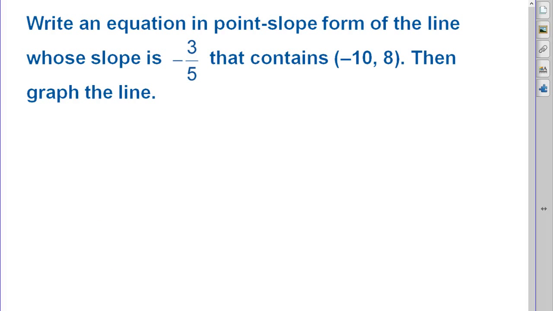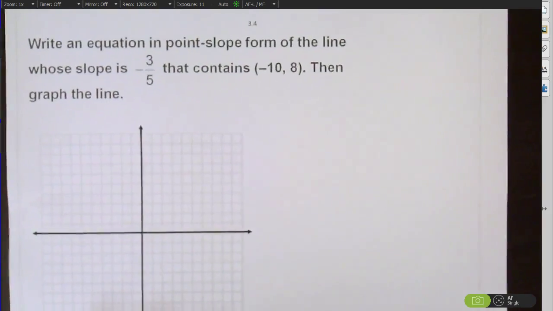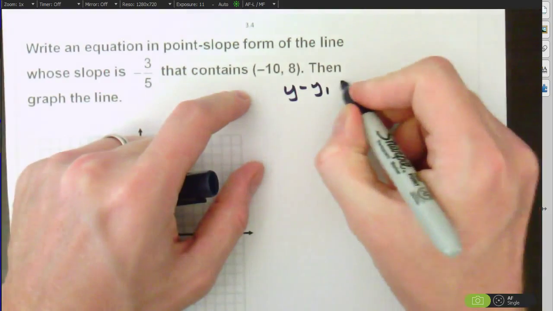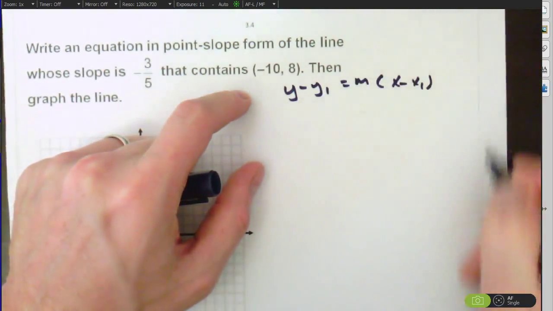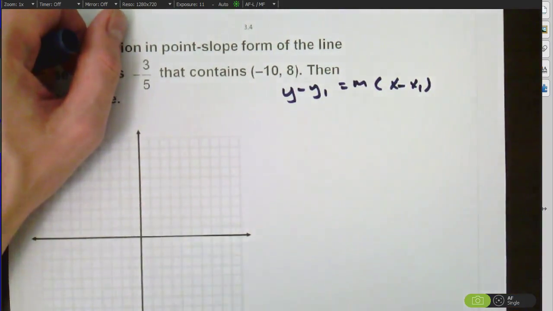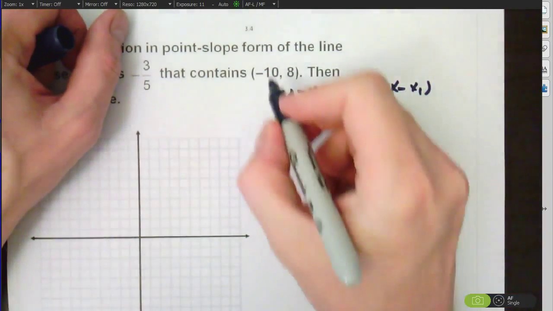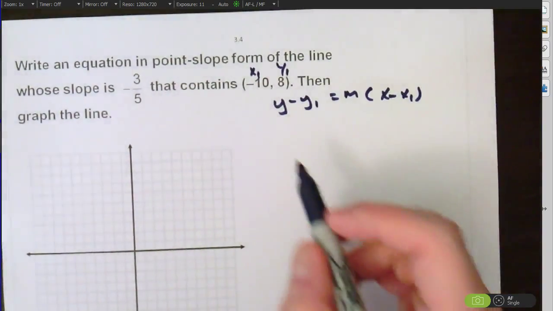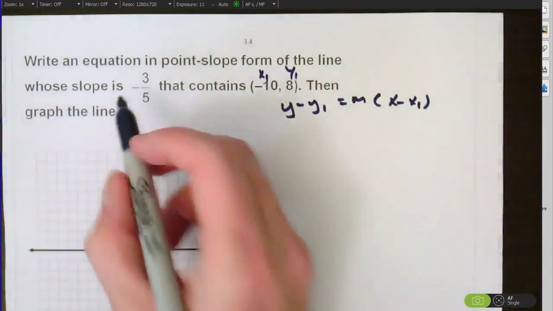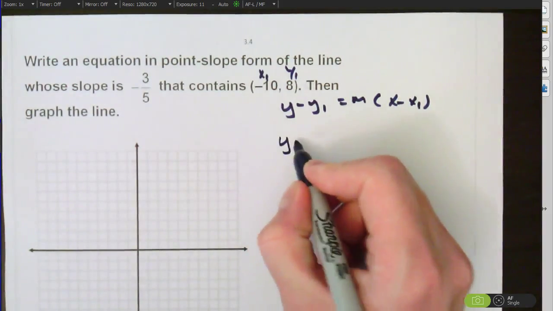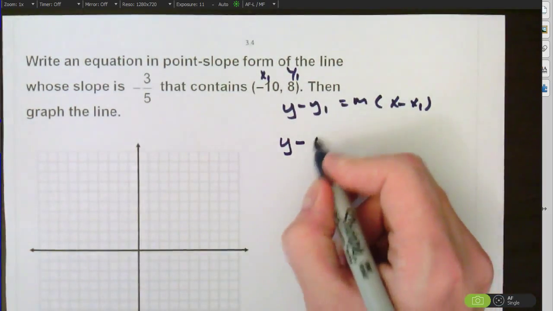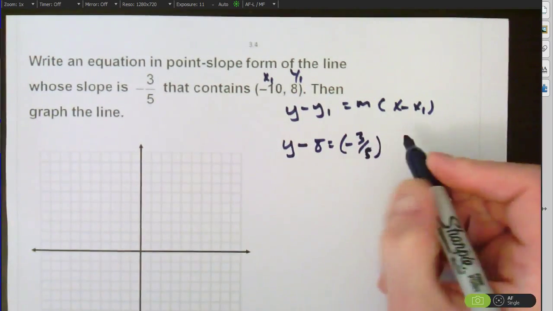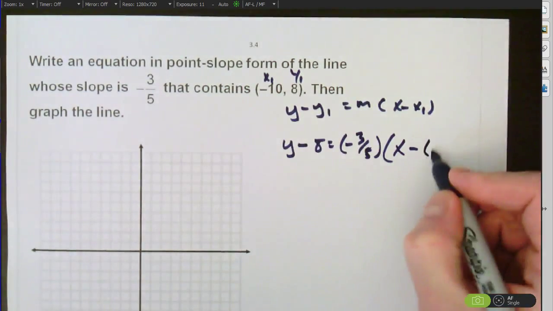All right, so again, going back to the screen here. Now it says point-slope form. So point-slope form is y minus y1 equals m times x minus x1, where m is the slope and x1, y1 is the ordered pair. So our x1 is -10, our y1 is 8, our slope is -3/5. So y minus y1, which was 8, equals the slope, -3/5, times x minus x1, which is -10.